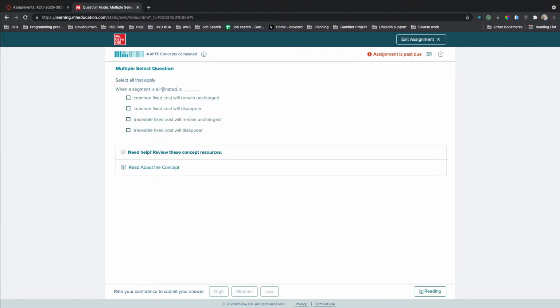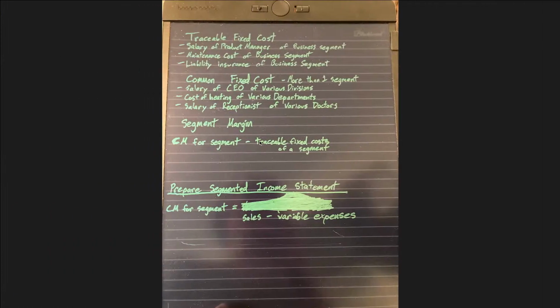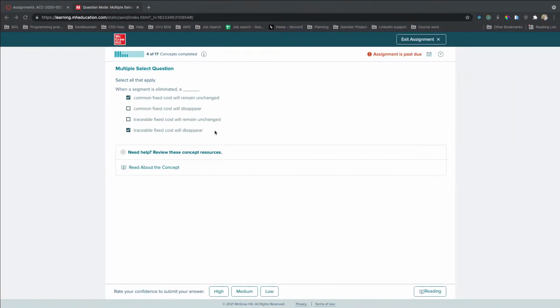Let's hit some questions. When a segment is eliminated, a common cost is going to remain, and a traceable fixed cost will disappear. So common costs will remain unchanged, and we can just look at that right here. The traceable fixed cost will disappear. I think that's it.